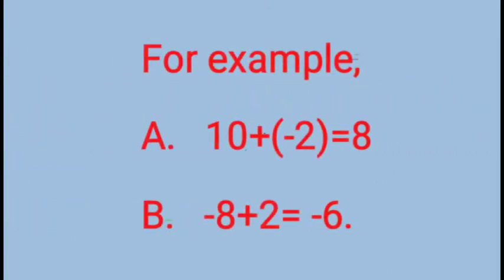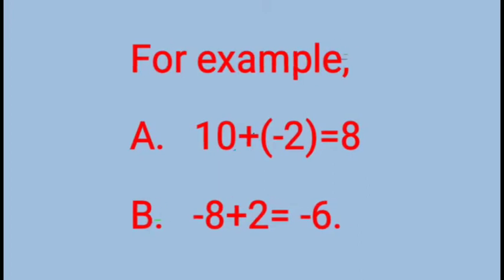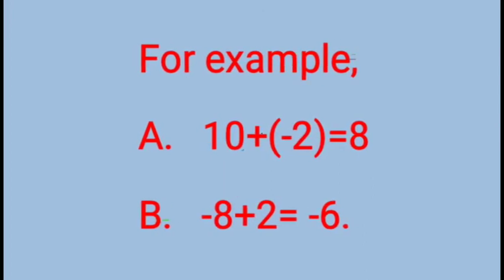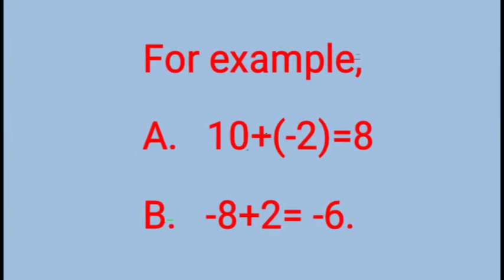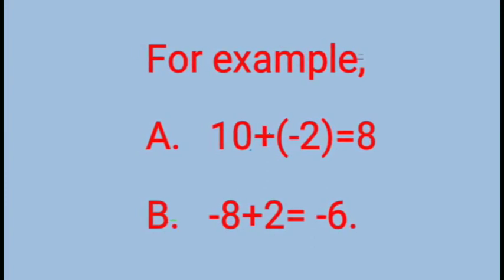For example, +10 and -2, which have unlike signs. When we subtract 2 from 10, the difference will be equal to 8. Since 10 and -2 have unlike signs, the positive sign of 10 will be prefixed to 8. This is also the same rule used for -8 plus +2, which is equal to -6.